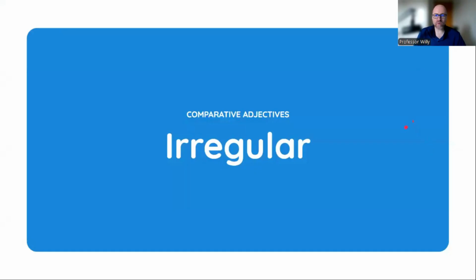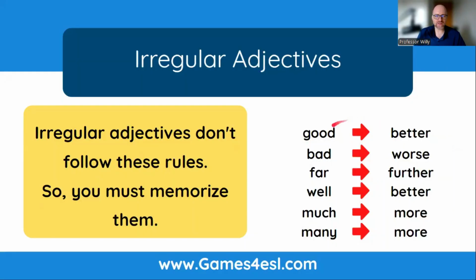And then we have our irregular comparative adjectives that don't follow the rules. So we just have to remember that good is better, bom, melhor, just like in Portuguese. It's irregular. We don't say bom mais bom. Bad, worse is not badder and gooder. Não, é como ruim, pior. Far, further. Longe, mais longe.